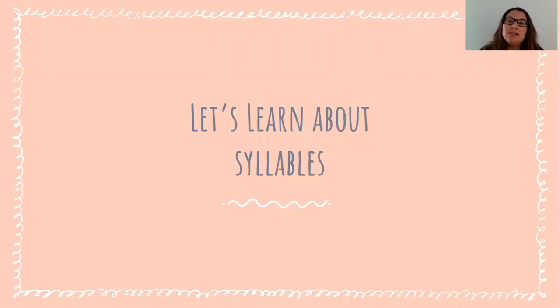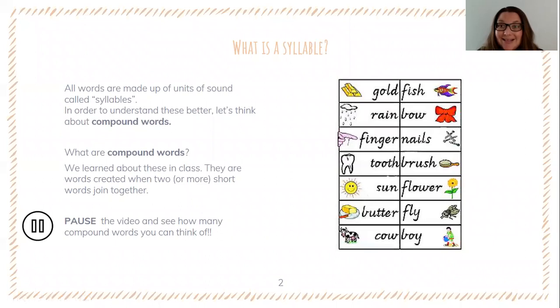So I'm just going to share my screen with you, okay? And as you can see, we are learning about syllables. So what is a syllable? Well, all words are made up of units of sounds which are called syllables. So if we have a compound word, now compound words, remember, they are two words that are put together. So two separate words like goldfish, you put it together and then you have goldfish, okay?